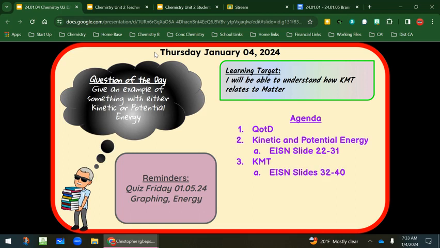So with that, that leads us into our question of the day. Give me an example of something with either kinetic or potential energy. Did we do that yesterday? Mm-hmm. We did. So this is a good way to review for what we learned yesterday. Give me an example of something that has kinetic energy or something that has potential.